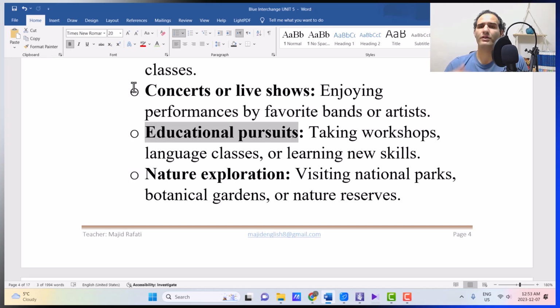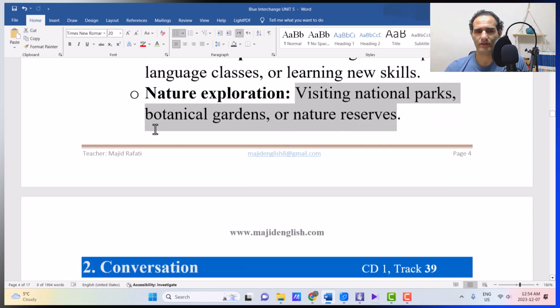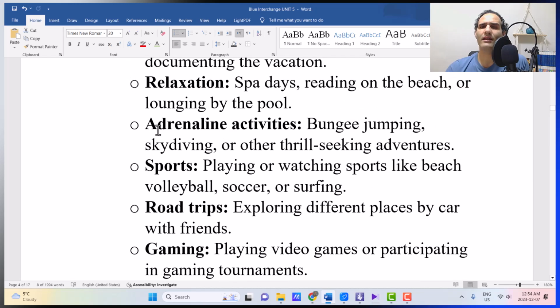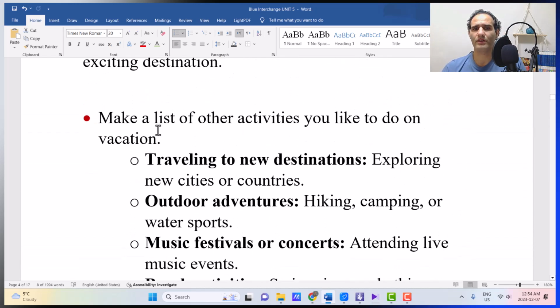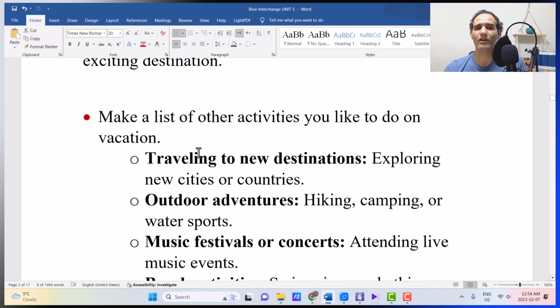Educational pursuit. Pursuit as a verb means follow, but here means interest. Educational pursuit, educational interest. Taking workshops, language classes, or learning new skills. And nature exploration, visiting national parks, botanical gardens, or nature reserves. Finished? Yes. So why did I prepare this long list for you? Because I want to teach you how to organize your mind into different categories and how to put your vocabulary into different categories. This way, you will memorize them far better.